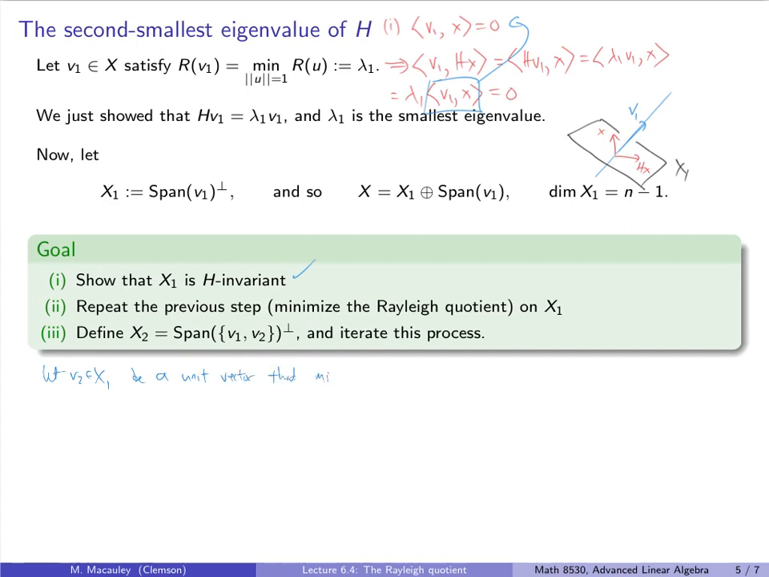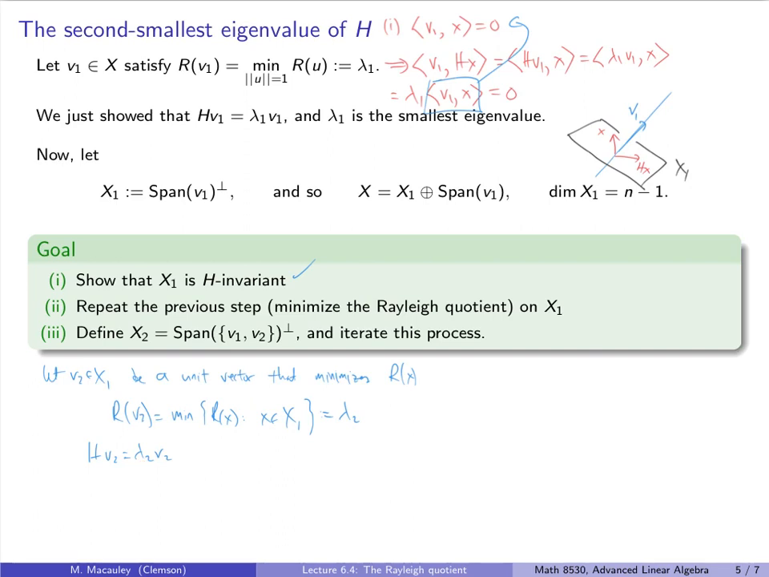that minimizes the Rayleigh quotient of x. In other words, R of v2 is the minimum of R of x, where x is in x1. I don't need to actually say that it's a unit vector. We just have to assume it's non-zero. And let's say that that is minimized at lambda 2. Then we know that h times v2 equals lambda 2 v2. And so this must be the second smallest eigenvalue.